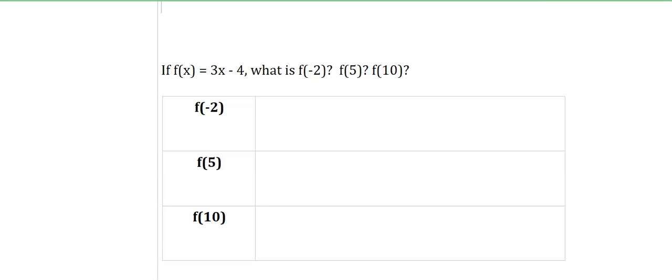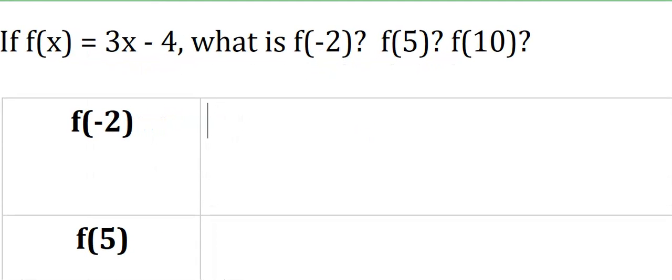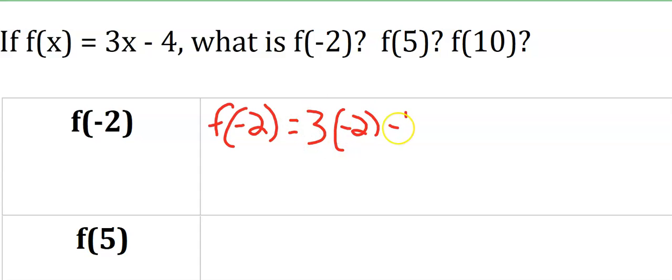And then we can practice solving for specific values. So if f of x is equal to 3x minus 4, we want to know what f of -2 is, f of 5, and f of 10. So for f of -2, I'm replacing my x with -2 and solving. 3 times -2 is a -6, and I bring down that minus 4. -6 minus 4 is equal to a -10. So that would be my solution when x is -2.